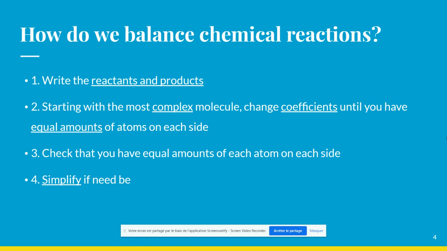The second step, and I'll elaborate on this with the example, we're going to start with the most complex molecule, but the very important thing is that you can only change coefficients. Once you've changed your coefficients, you're going to check that your answer is correct. And then the fourth step, which you don't have to do super frequently, is simplify if need be. So if you have the coefficients 2, 4, 2, 4, you would divide them all by 2 to be 1, 2, 1, 2. You're not going to need to do that too much, but we're going to go ahead and add this rule here because once in a while you do have to do it.